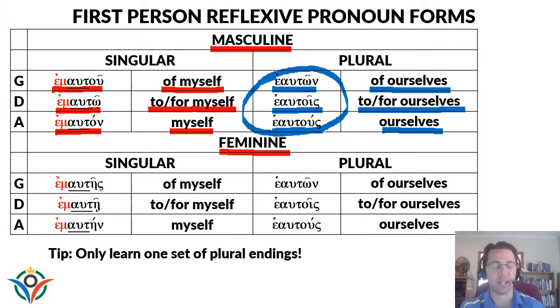Let's quickly take a look at the feminine singular forms together. So the genitive singular is emautēs, the dative singular emautē, and the accusative singular is emautēn. Remember that the feminine will follow the first declension endings, and then the plural endings, as I've been saying, are the same again. Let's move on to the second person now.